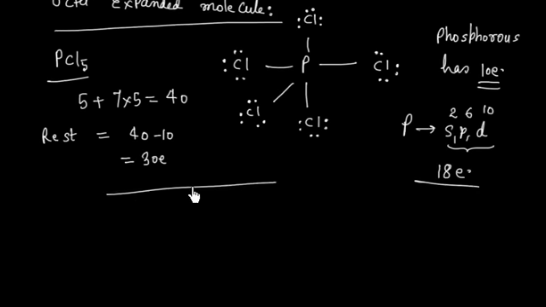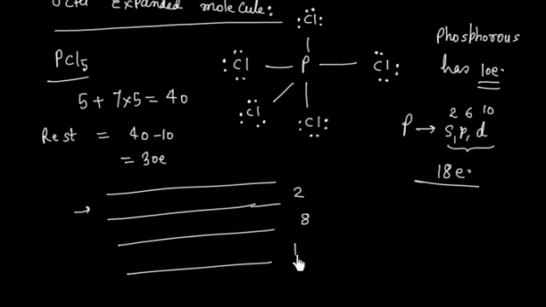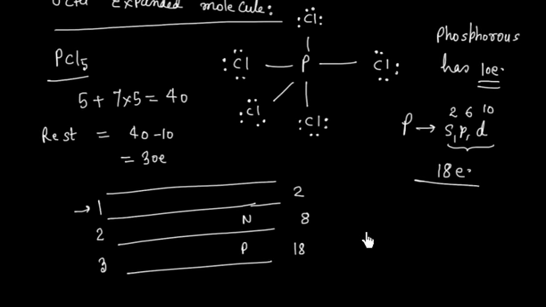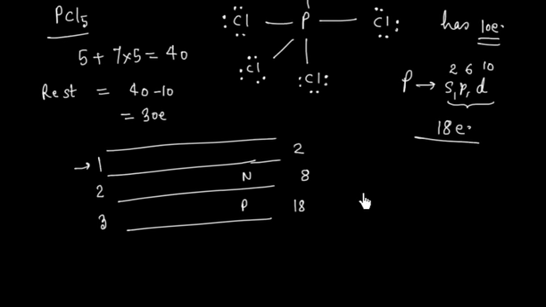So if you see the periodic table, in the first period you can have maximum 2 electrons, in the second period maximum 8 electrons, and in the third period maximum 18 electrons. This is the first, this is the second period, this is the third period, and you have nitrogen here, you have phosphorus here. So phosphorus falls in the third period, it can have maximum 18 electrons. So for elements from the third period onwards we can violate the octet.